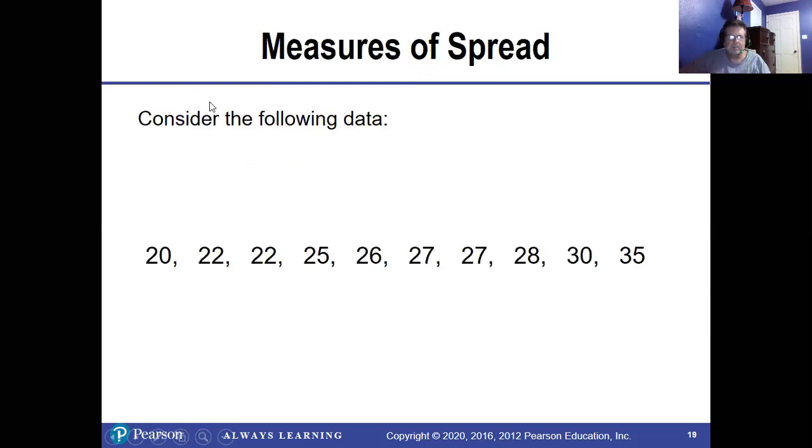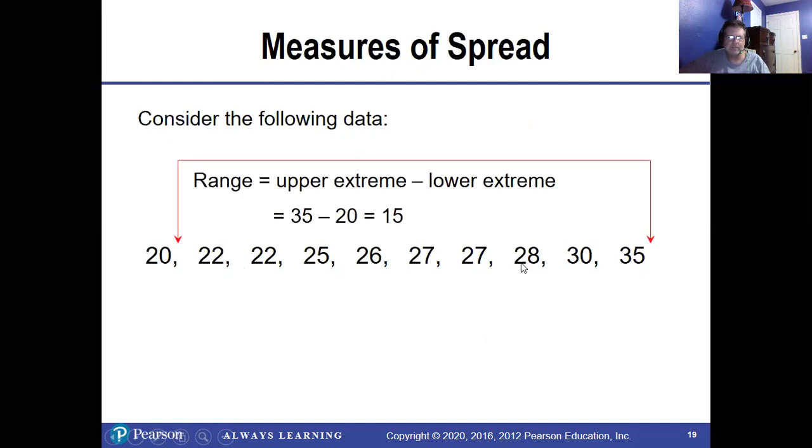All right, it says consider the following data. Okay, so you see these numbers: 20, 22, 22, 25, 26, 27, 27, 28, 30, and 35. 1, 2, 3, 4, 5, 6, 7, 8, 9, 10. So my middle is going to be right in here, 26 and a half. I've got a mode of 27, another mode of 22. Okay, I'm going to have to add them up.